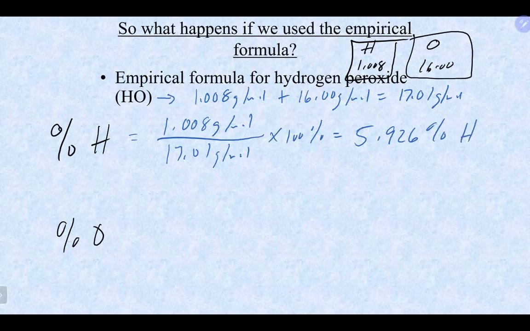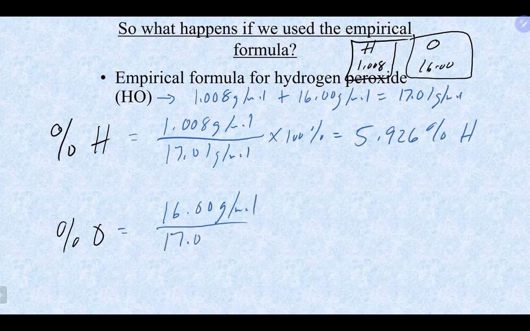We could do the same thing for oxygen, which would be 16 grams per mole, since there's just 1 oxygen here, divided by 17.01 grams per mole, times 100%, and again here, times 100, 94.06% oxygen.